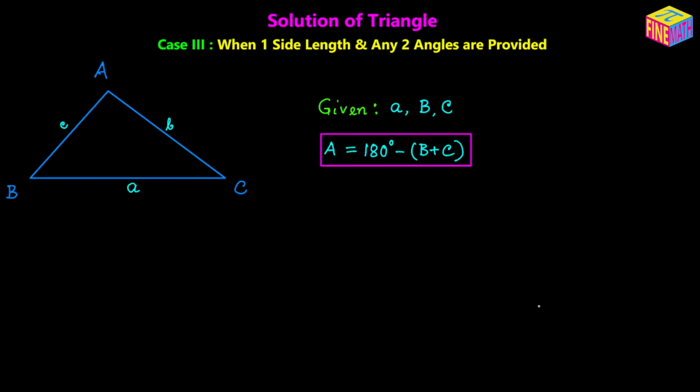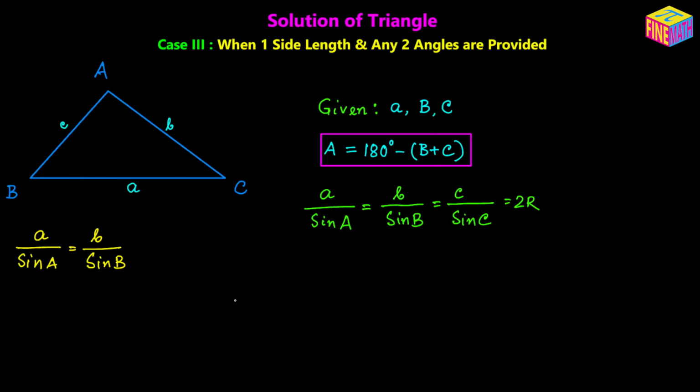Now let's try to find out the side lengths b and c, and for that the easiest way would be to use the sine law. We know that the sine law is like this: a over sine A is equal to b over sine B is equal to c over sine C, which is also equal to 2 times the circumradius. And here let's use the first two ratios. So we are going to take a over sine A equals b over sine B.